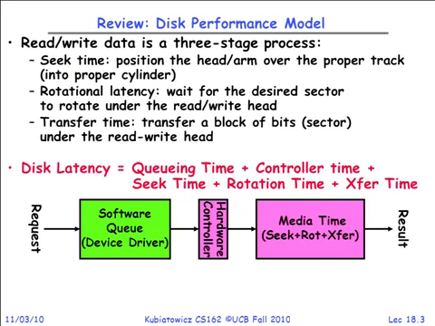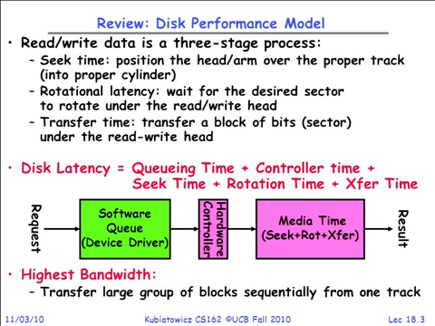If you take the queuing time, which is the time that the request sits waiting in software, the time going through the controller, and then the three pieces of the media time, you get the disk latency. Obviously, the highest bandwidth out of the disk is to never move the head at all and just grab a whole track as you rotate the disk around, or a whole cylinder, in fact. Are there any questions so far?